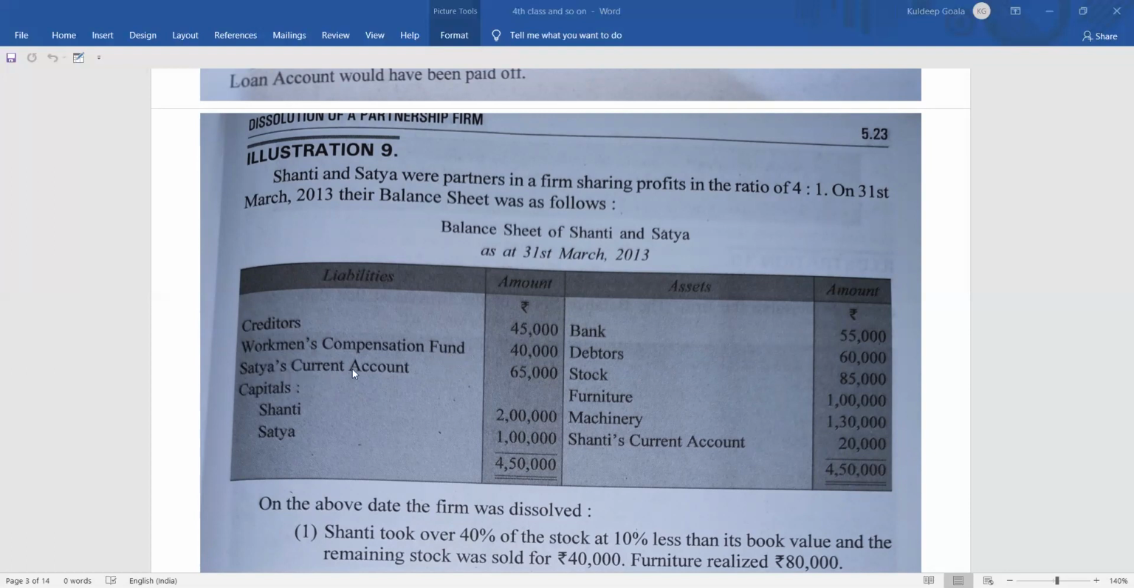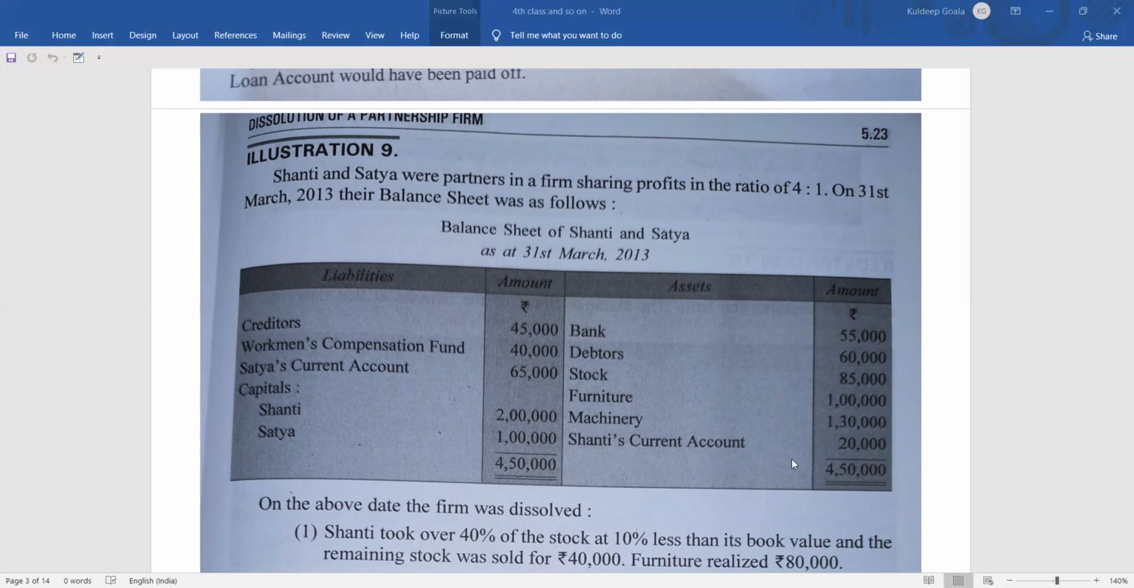Then comes Satya's current account. The presence of a current account means the capital is fixed. Okay, and the capital accounts are given here, Shanti and Satya. On the asset side, we have got bank, debtors, stock, furniture, machinery, and Shanti's current account. In the previous class, we saw that the capital account was on the asset side, which showed that the capital had a negative balance. Here also, Shanti's current account is on the asset side. This is also indicating that it is a negative balance.